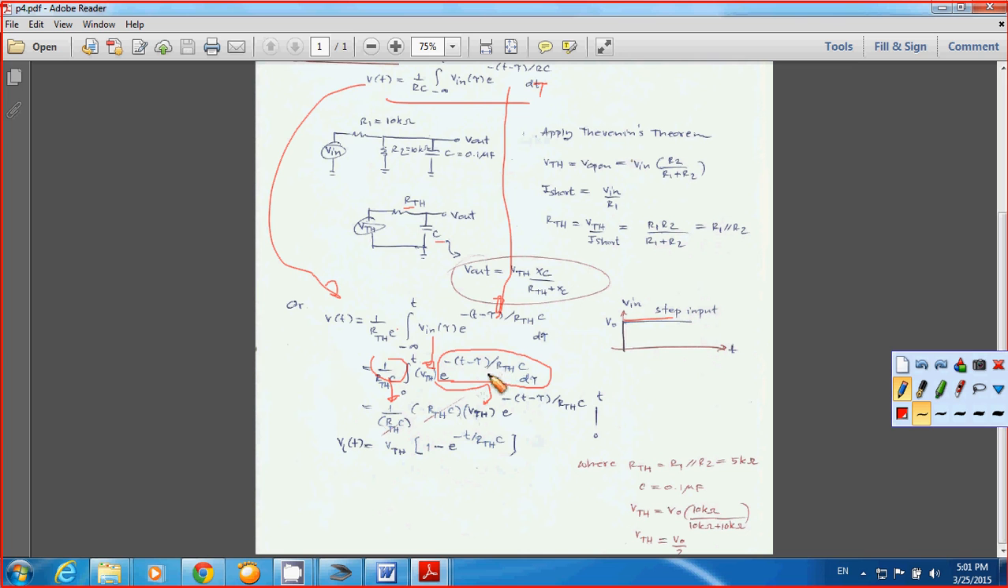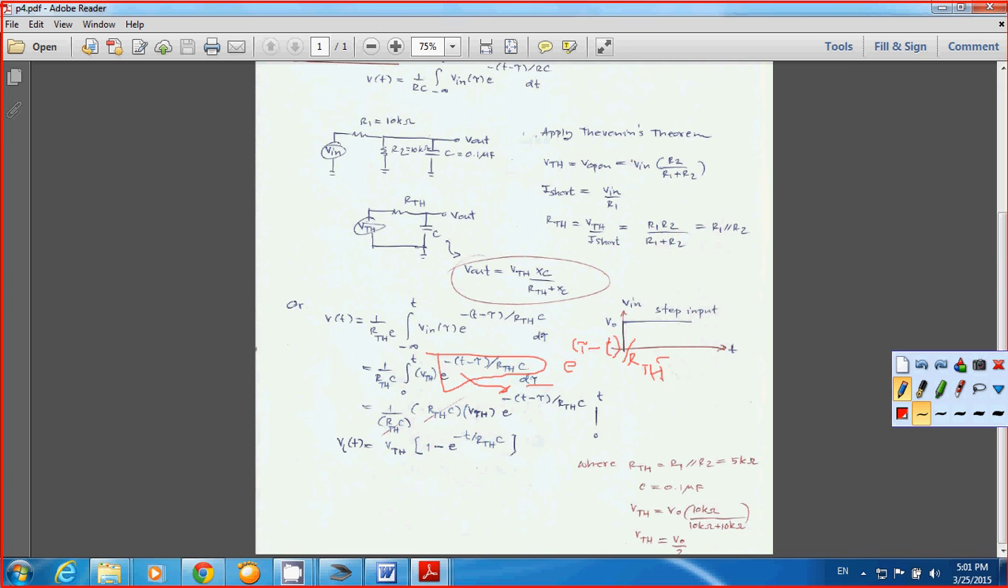When I integrate this one, I have RTH multiplied by C from the integration. For the integral of an exponential function, you still have the same function, so I have this function down here. But when you integrate with respect to tau, this simply becomes positive tau, or you can change the equation to be exponential of (tau minus t) over RTH multiplied by C.